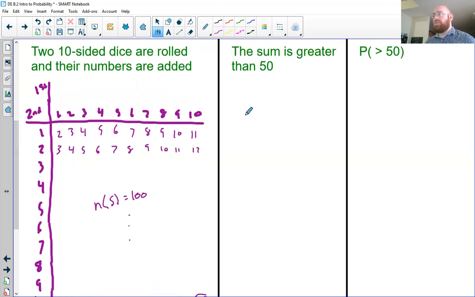A sum greater than 50, well, the biggest number is 20. So this is an empty set. The size of our event is therefore 0. There are no possible outcomes where when we add a number between 1 and 10 with another number between 1 and 10, that we get a number bigger than 50. So the probability of getting a number greater than 50 is 0 out of 100, or just 0.